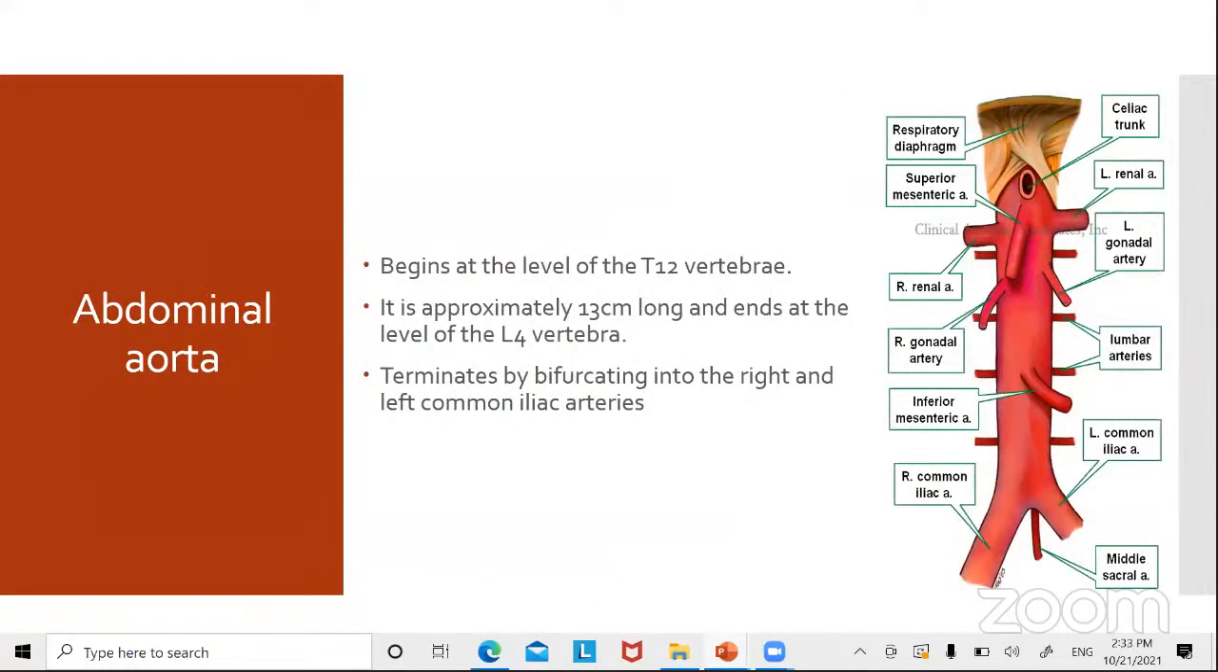The abdominal aorta begins at the aortic hiatus at the diaphragm at the level of the 12th vertebra. It is approximately 13 centimeters long. It gives rise to lumbar and musculophrenic arteries, renal and middle suprarenal arteries, and visceral arteries. It ends at the level of L4 vertebra bifurcating into the left and right common iliac arteries.